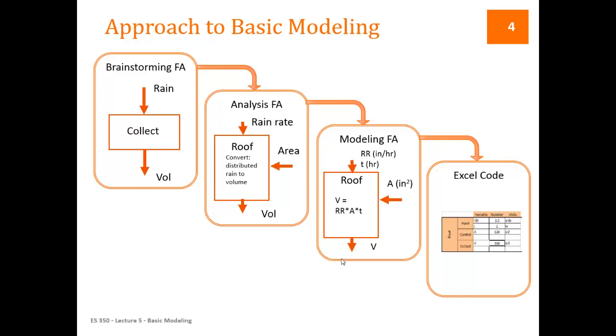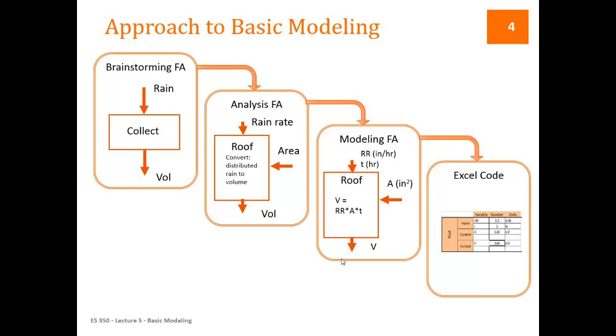So now in the box, instead of the action word, I have an actual component. I have a roof. I was going to use the roof to collect the water, right? And the roof will do certain things. It will convert a distributed rain into a volume. So that's what the function of that roof is that I'm interested in.